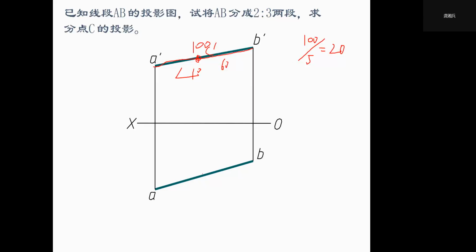Where is C on here? You use the point projection line. The projection line of the point should be 90 degrees here. So C should be here. Yes, this is 90 degrees.